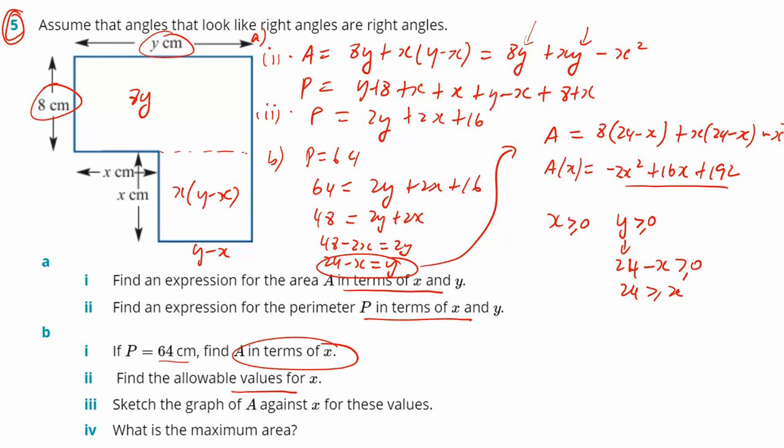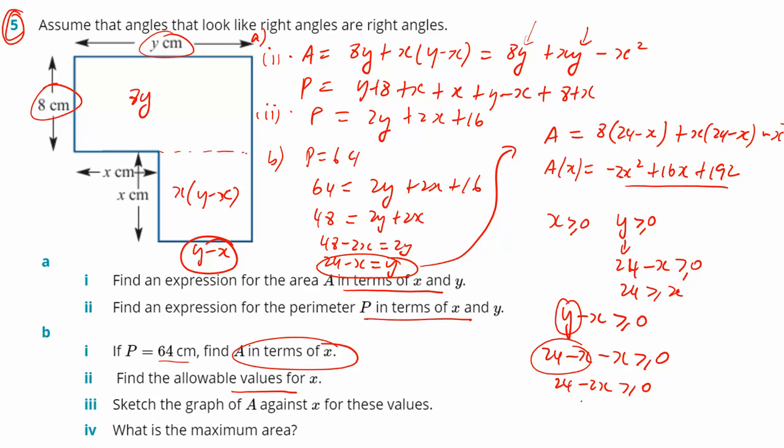Now, there's also one more expression that we need to be wary of. We've got y minus x. That length has to be greater than or equal to 0. Now, we know y is equal to 24 minus x, and so this equals that. If I minus another x, this results in 24 minus 2x is greater than or equal to 0.